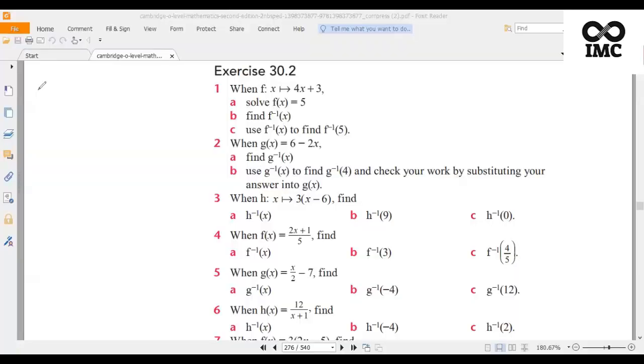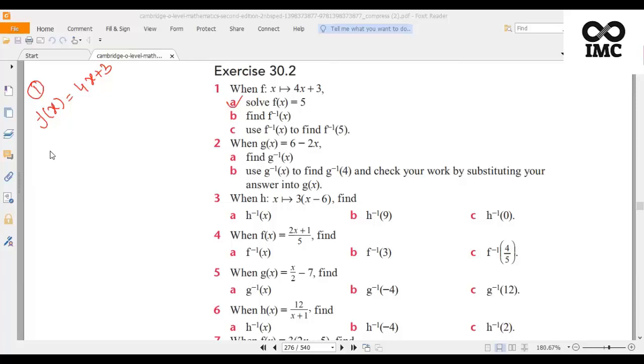So exercise 30.2, question number 1. Question number 1 says, when f such that x maps to 4x plus 3, that means we can write f of x equal to 4x plus 3. Now the question says solve f of x equal to 5.